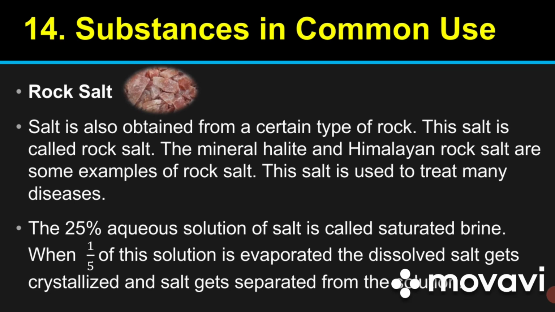Rock salt. Salt is also obtained from a certain type of rock. This salt is called rock salt. The mineral halite and Himalayan rock salt are some examples of rock salt. This salt is used to treat many diseases. The 25% aqueous solution of salt is called saturated brine. When 1/5 of the solution is evaporated, the dissolved salt gets crystallized and separates from the solution.